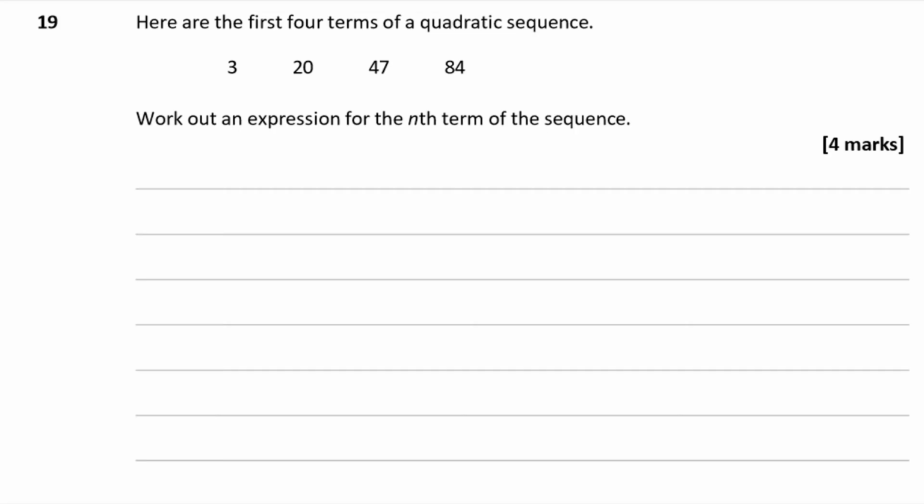That's one way. The other way, which I'm going to go through this time, is to use the general form of a quadratic equation and try to piece it together from that, using simultaneous equations. The general form of a quadratic equation is ax squared plus bx plus c. So what we need to do is find out what those values of a, b and c are.